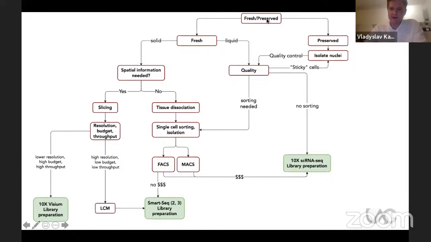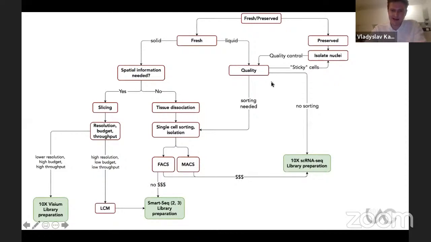So in that case, when you're working with preserved tissue, you might think about isolating the nuclei and not the cells. Afterwards, you need to quality control them to separate dead nuclei from the healthy nuclei. Then you might use FACS or MEXIN techniques, and you can proceed to the usual 10x library preparation workflow.